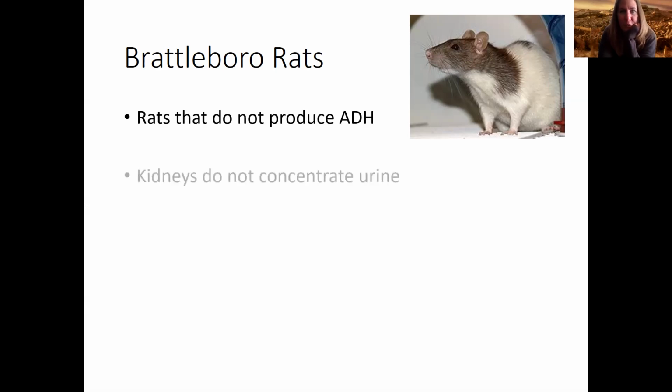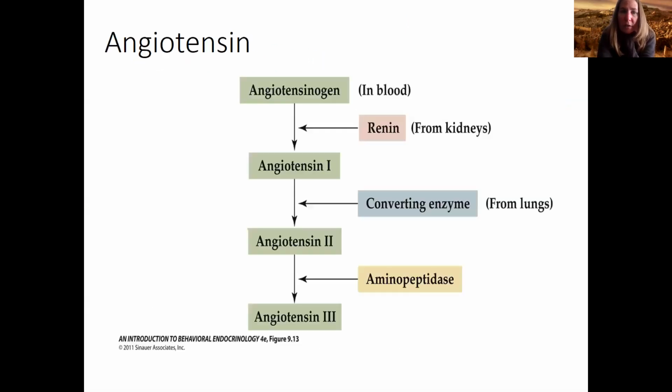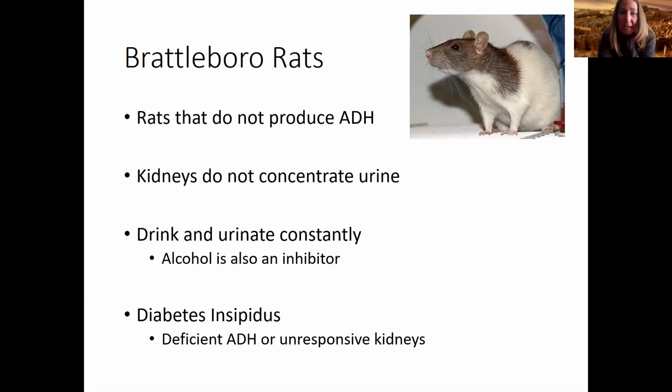Anyway, these are rats that do not produce antidiuretic hormone. They were kind of found by mistake. Because they do not produce antidiuretic hormone, their kidneys never get the signal to hold back water. So their kidneys are constantly dumping water. They will drink and urinate constantly. That's all they do. And this causes a condition known as diabetes insipidus.